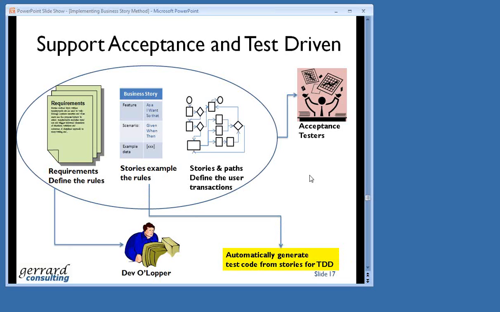And in addition to that, each one of those business stories, because they are very similar to a test case, can be automatically linked to an automation engine. So you've actually got automated tests to support test-driven development before development starts as well. So business stories being at the heart of everything is a really, really powerful concept.